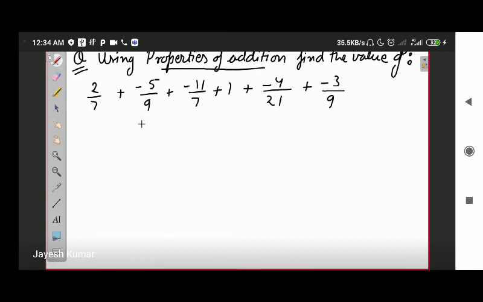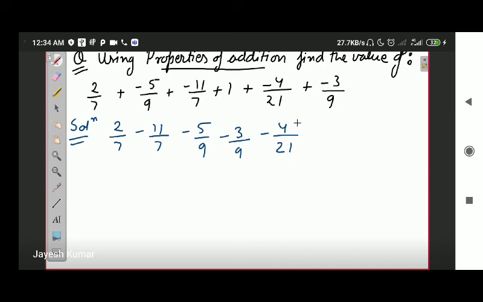So first of all, we will start with the basic associative property. Associative property is that even if we add certain groups of numbers separately, the answer is going to be the same. So from the question, I am going to rearrange the numbers as 2 upon 7 minus 11 upon 7 minus 5 upon 9 minus 3 upon 9 minus 4 upon 21 and plus 1.